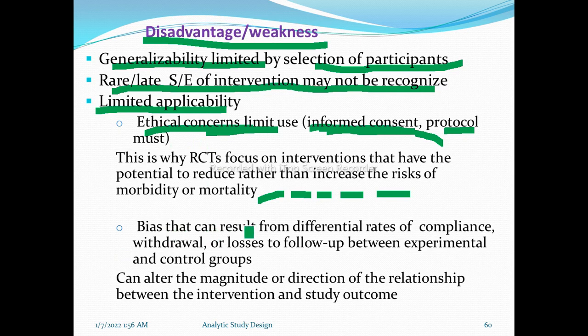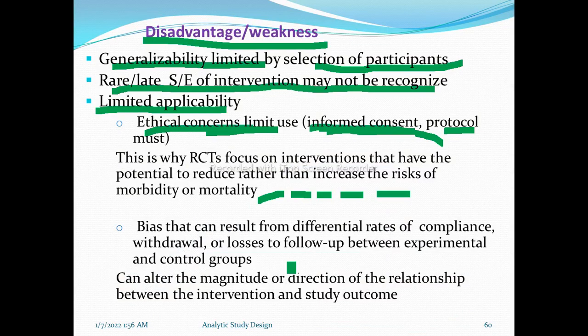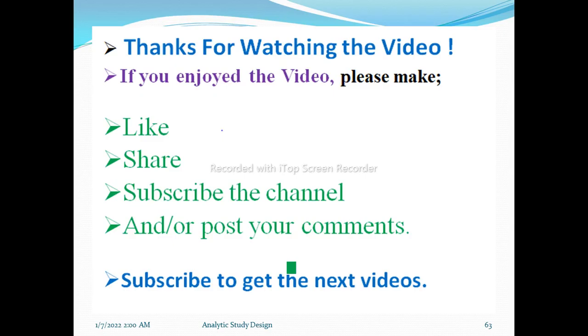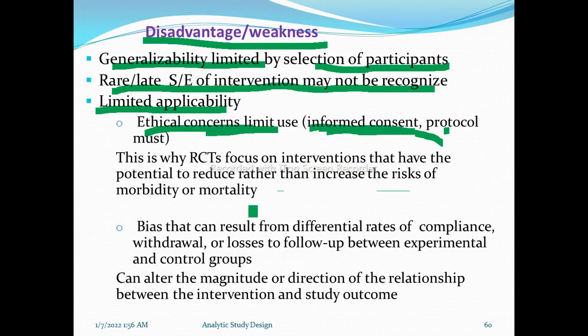The other is bias. Bias can result from different rates of compliance, withdrawal, and loss to follow-up between experimental and control groups, and can alter the magnitude or direction of the relationship between intervention and study outcome. So this is all about the disadvantages or weaknesses. The other disadvantage of experimental studies is cost.